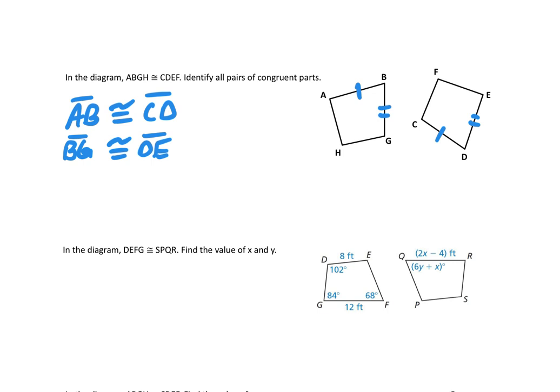Okay, then we're going to go GH is congruent to EF. Okay, and then finally, now be careful here because we're going to skip, right? It's first and last. Or you could just look at the picture and say AH and FC are the two that aren't marked yet. So we're going to say AH is congruent to FC. Those are our three sides.